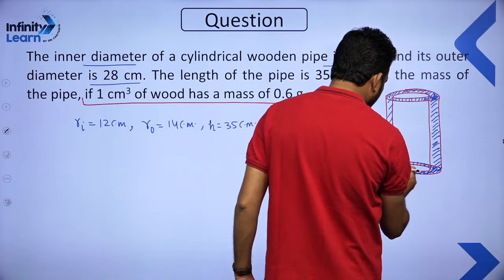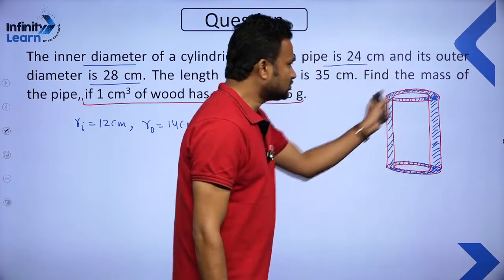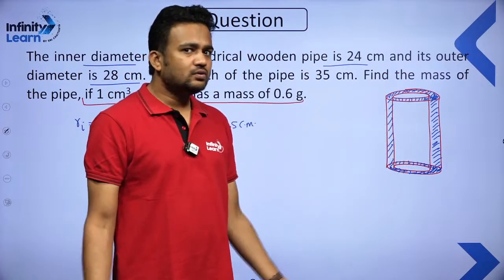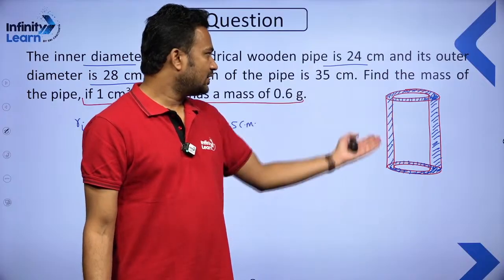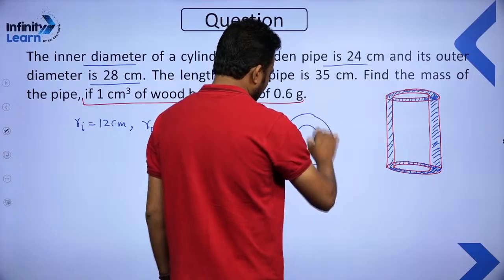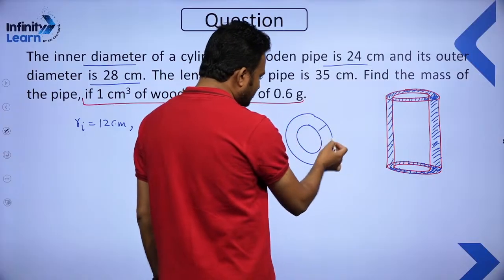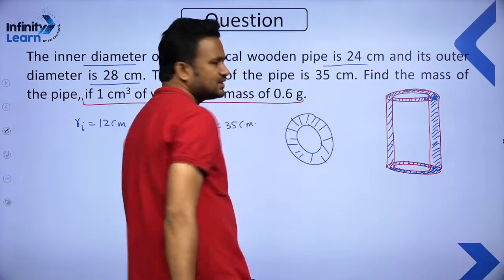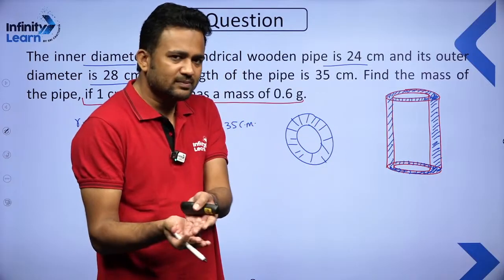Because we know that we have to find the mass. So the mass is distributed over these parts only, which is shaded by the blue color. How will we do this? Let us recall two concentric circles. If I ask what is the area of this portion, that is a ring, what will we do? Area of outer circle minus area of inner circle.